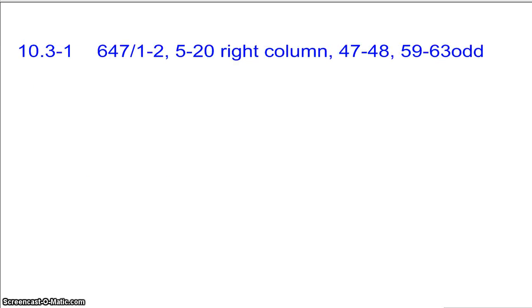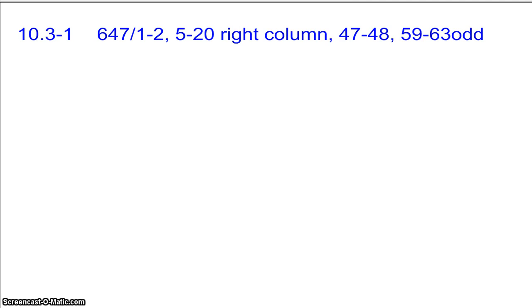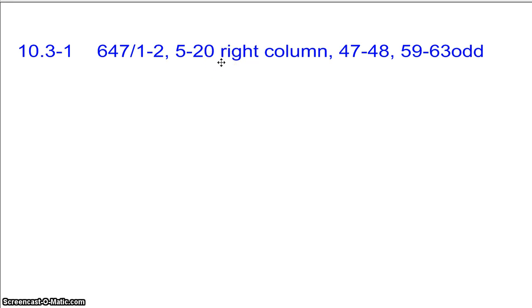Okay, so what this means is if you look at this little section, 5 through 20, there are three sets of questions, and you just do 5, 8, 11, whatever. So you'll see that you're doing the right column, not all of them. You're doing 5, 8, 11, 14, 17. So it is like multiples of 3, but they're not multiples of 3 because they start with 5. Okay?